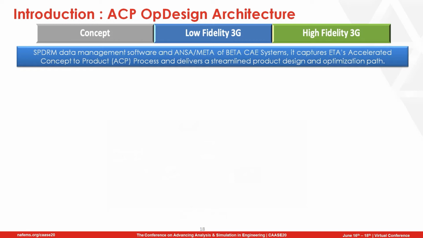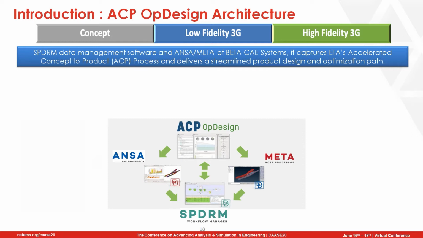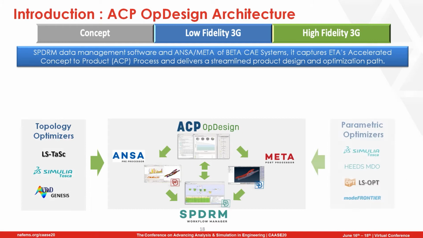So as we can see in the center, all the different functionalities within the ACP are handled between SPDRM, META, and ANSA. However, in the different stages of the design concept, as well as low fidelity and high fidelity, different types of software can be interfaced.